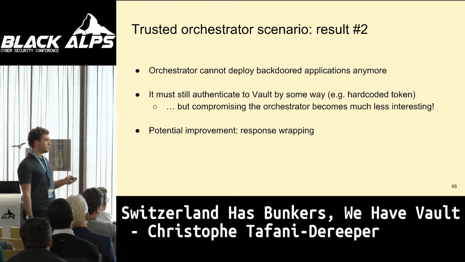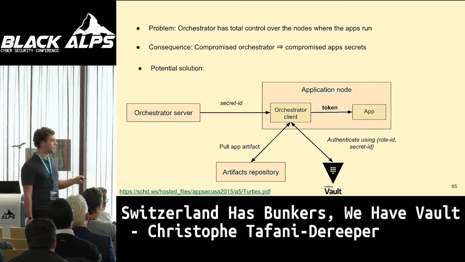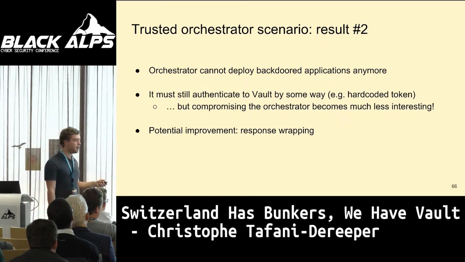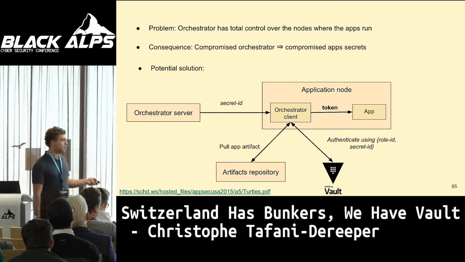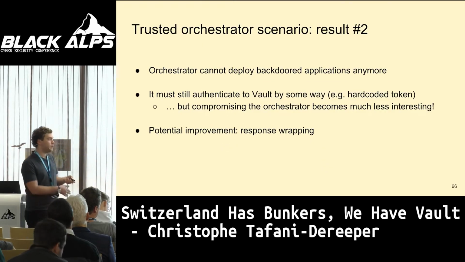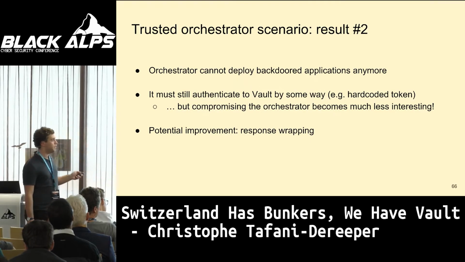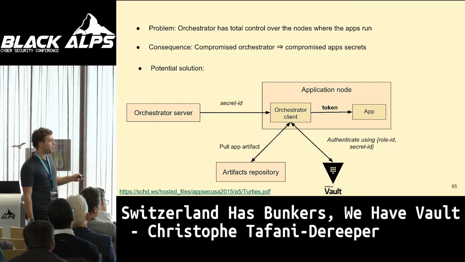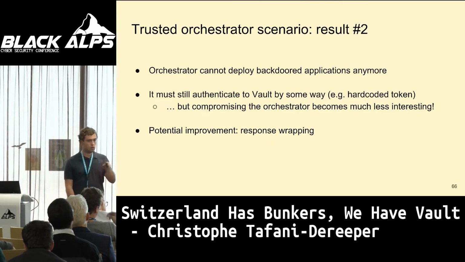The orchestrator still has to authenticate to Vault to retrieve this secret ID initially. But we made compromising the orchestrator much less interesting because now it cannot access any secrets from the application and it can only trigger a new deployment. So basically you can just hardcode the Vault token of the orchestrator on the server because even if it's compromised, it has a low privilege over the overall architecture.